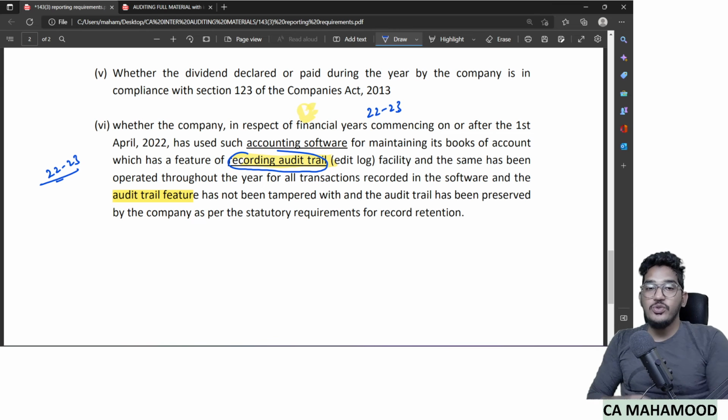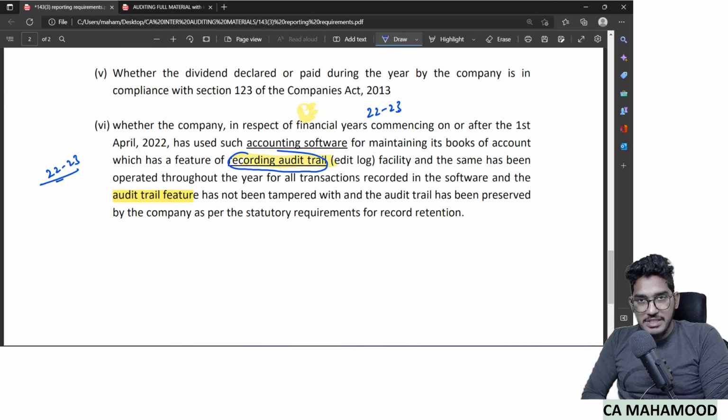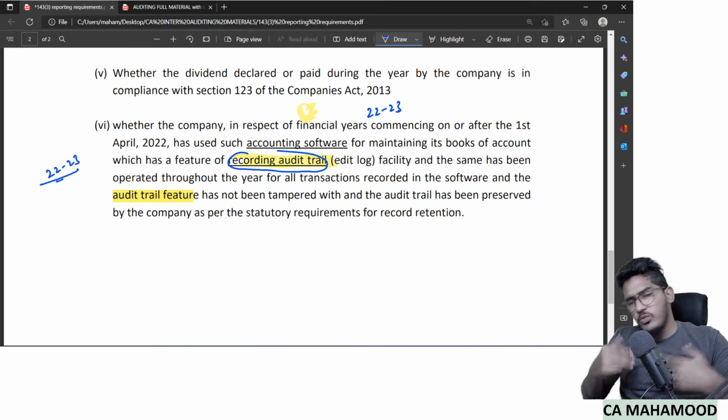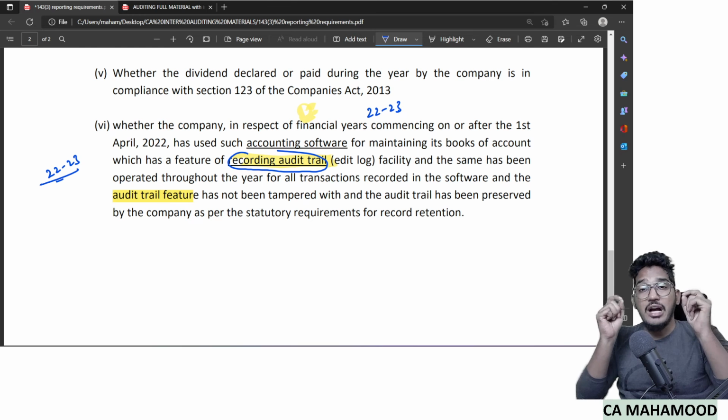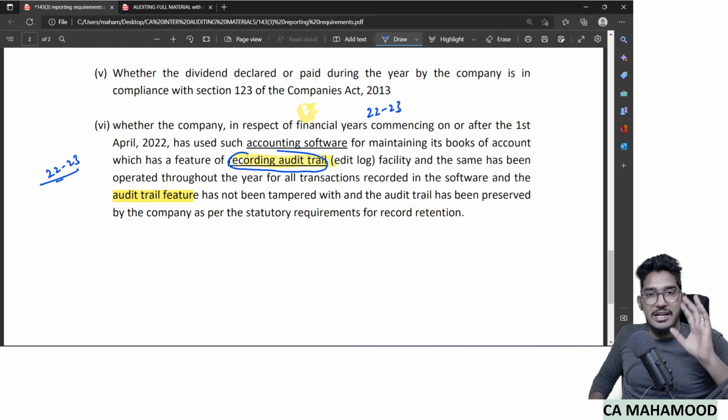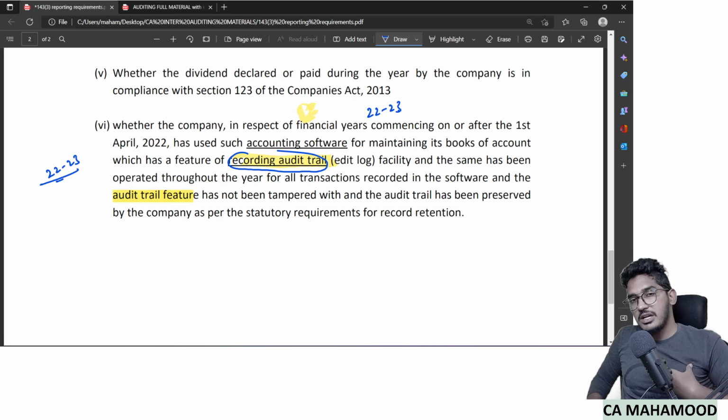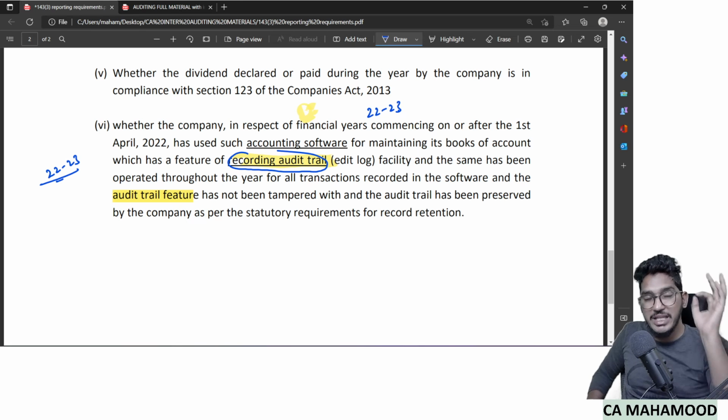So as an auditor, you need to check that from the financial year 2022-23, the current financial year only, whatever company is there, whatever accounting software they are using, like Tally, SAP, Oracle, or their own customized accounting software, that should have an option of recording audit trail.